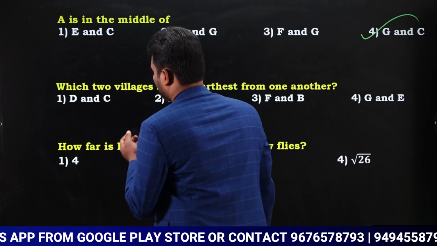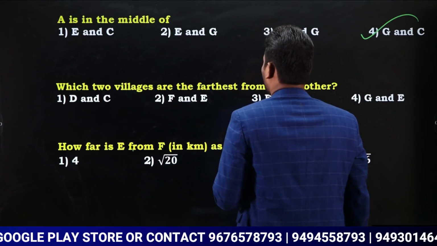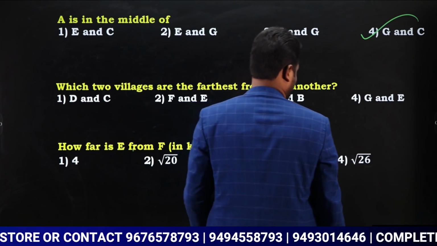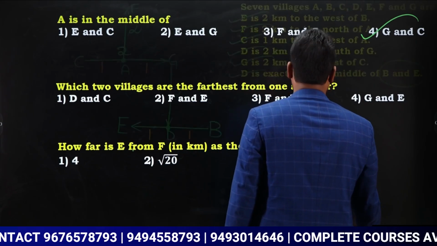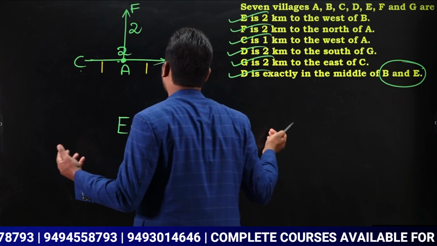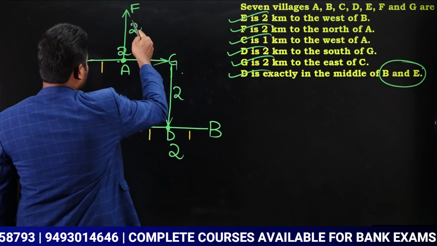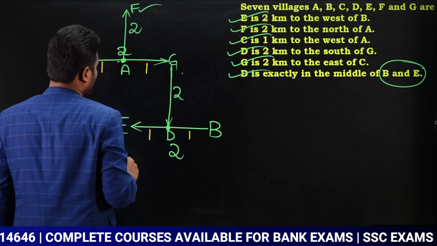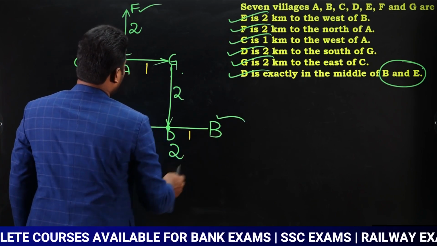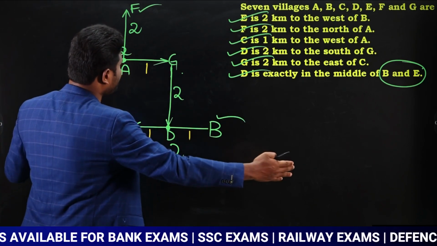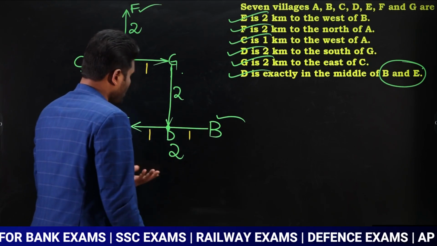Okay. Next one. Which two villages are farthest from one another? So we are supposed to know farthest villages. Which two villages are far away from each other? Now if we observe here, this is F. Okay. And this is B. Now I can say FB are far away. Yes or no? FB are far away. Look at the options.